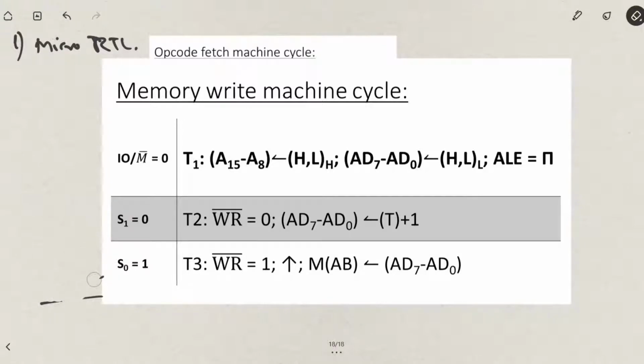So this is memory write machine cycle number 1. We do not have HL here. It's actually not HL here. This will be SP. Fine. The stack pointer will be loaded onto the address bus, the most significant byte and the least significant byte. Write instruction will be enabled. WR will be equal to this.